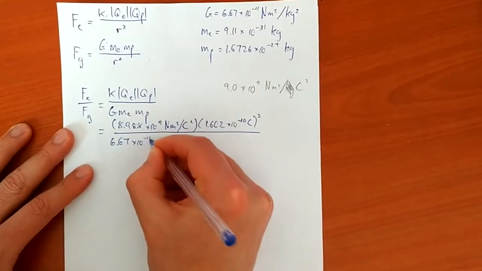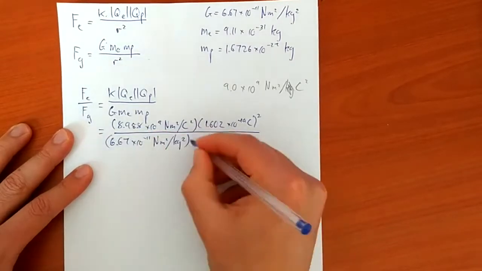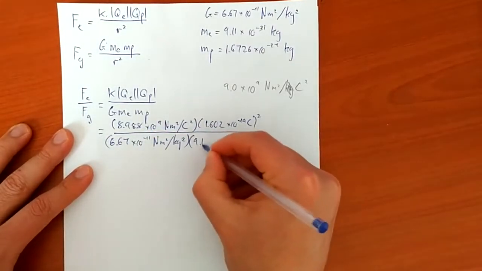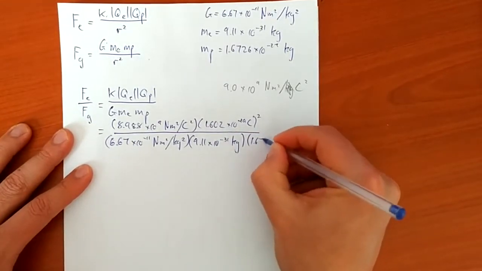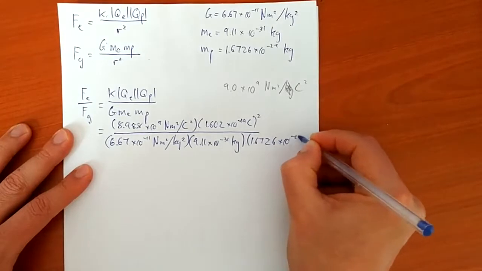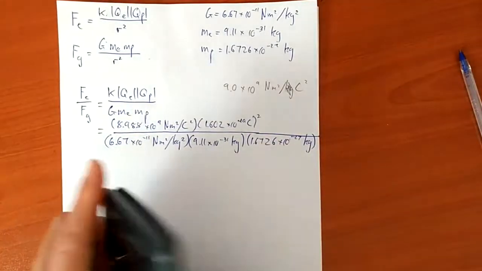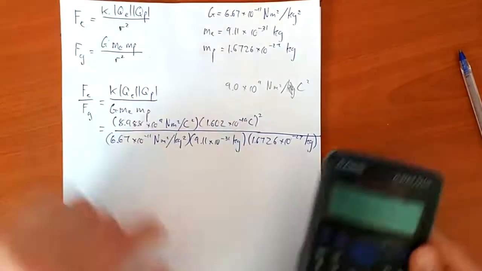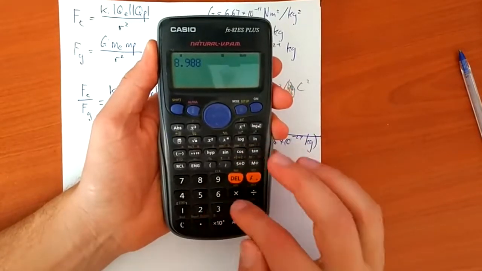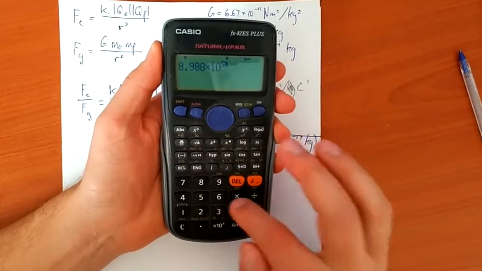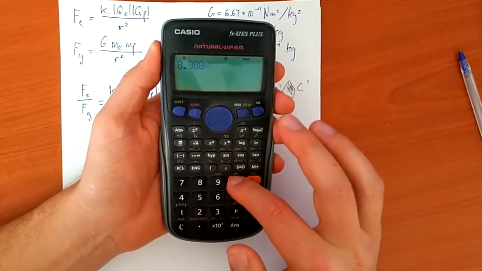6.67 times 10 to the minus 11 Newton meter squared per kilogram squared, times mass of electron 9.11 times 10 to the minus 31 kilograms times 1.6726 times 10 to the minus 27 kilograms. Okay, now this is quite a big calculation. It is easy to make a mistake here, so I'm not going to go ahead and type times 10 to the 9, and so on. This is just begging to make a mistake.